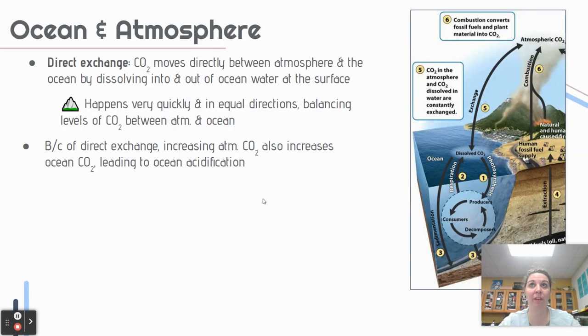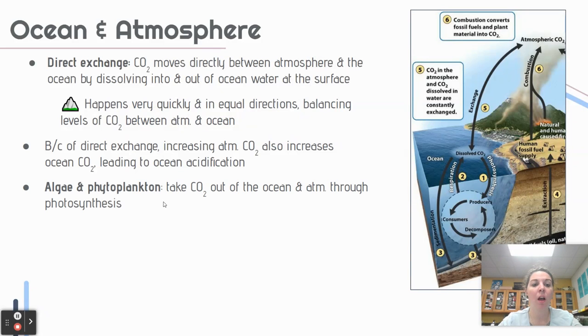And as we know, everything is suited to live in a specific environment. So if we continue to decrease the pH of the ocean water, we're going to start seeing impacts on the plants and animals that live in the ocean. When we talk about the ocean, algae and phytoplankton are considered to be a sink. They take carbon out of the ocean and out of the atmosphere through photosynthesis. And that's being shown right there in your diagram.